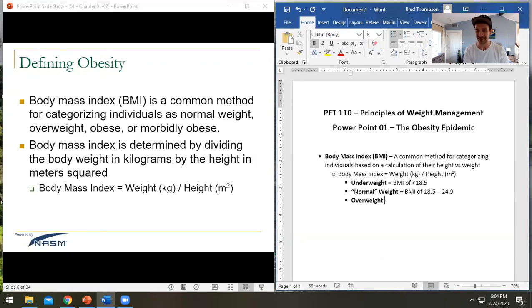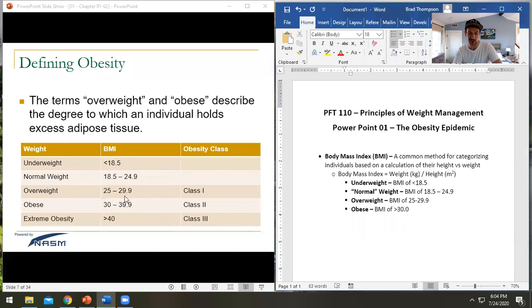We've got overweight, which is a BMI of 25 up to 29.9. And then we have obese, which is a BMI of greater than 30.0. So these are our body mass index categories, right? Now, we've got a couple other ones we are going to see. We've also got obesity class 2, so I'm going to put this over here.